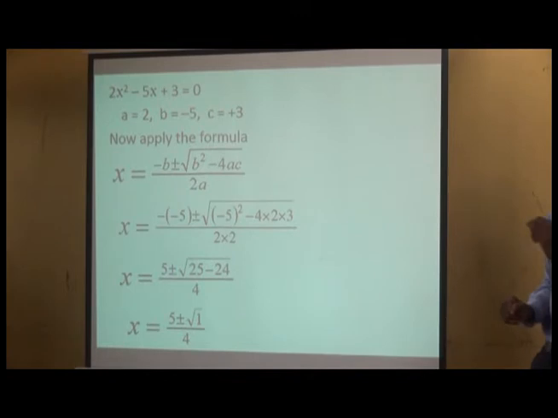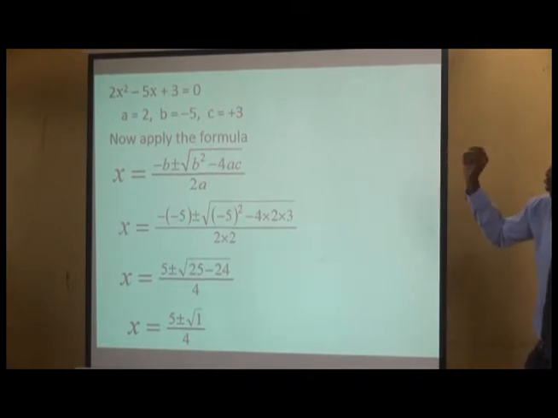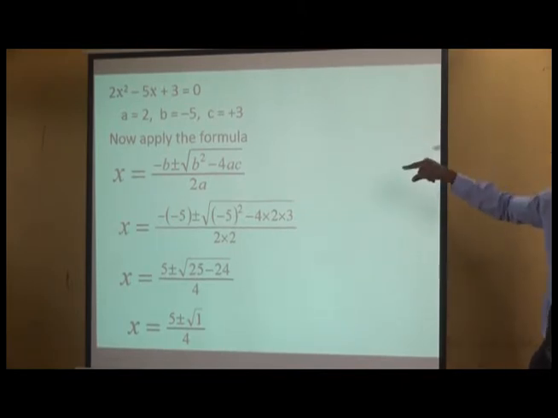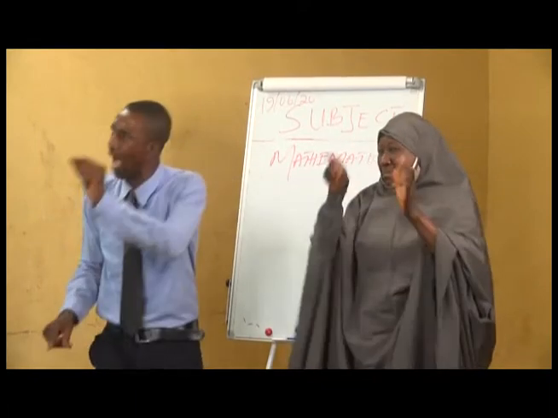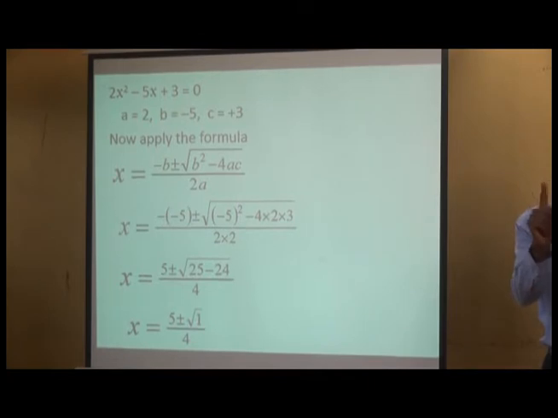Please, my students, the signs are very, very important. For instance, the coefficient of x is minus 5, so b becomes minus 5. If you mistakenly write 5 without the minus attached to it, then you will get an erroneous result. So the signs are very, very vital. Please note that.